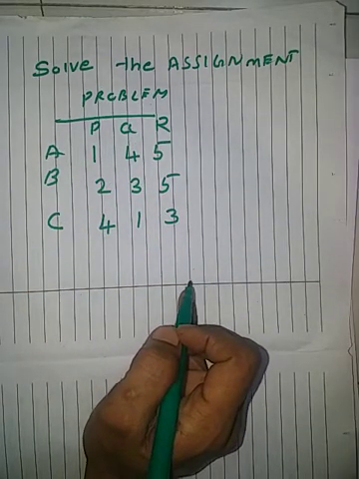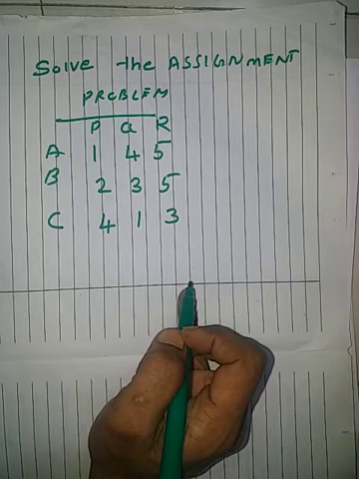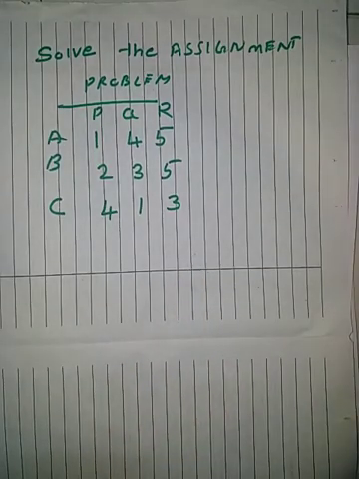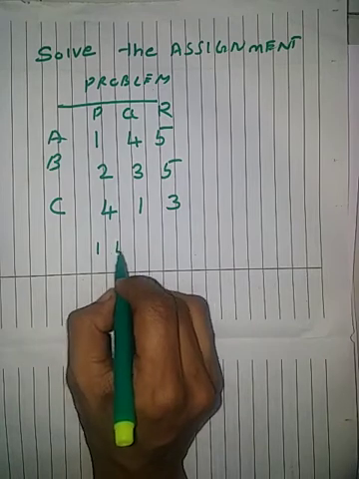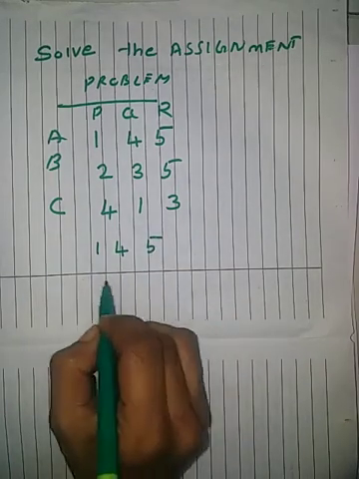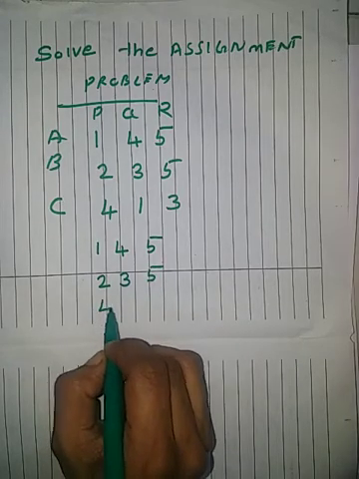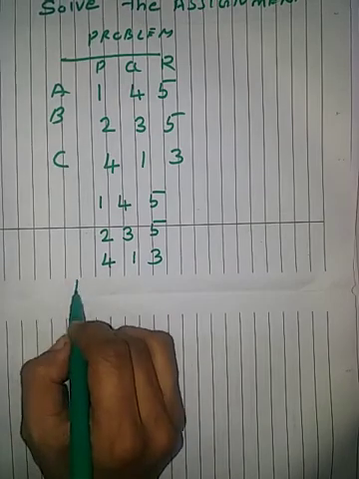We have to assign each work to exactly one operator so that total time is minimum. So, the matrix is 1, 4, 5, 2, 3, 5, 4, 1, 3. First step is row minimization.